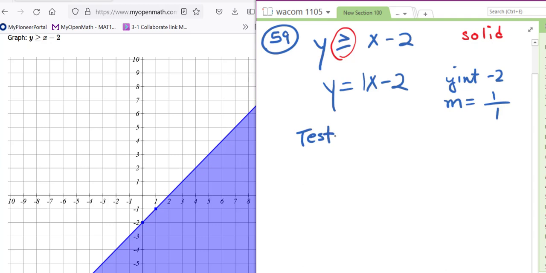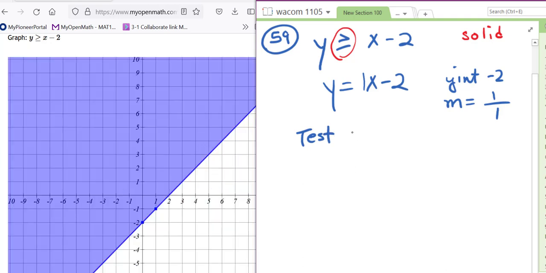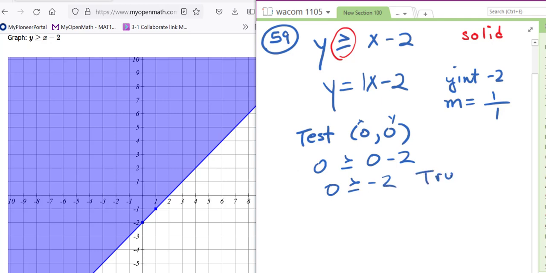one that's clearly not on the line. So I'm going to test 0, 0. In the original, so this is x, this is y. So 0 is greater than or equal to 0 minus 2. 0 is greater than or equal to -2. That is true. So you're going to shade the side that includes your test.